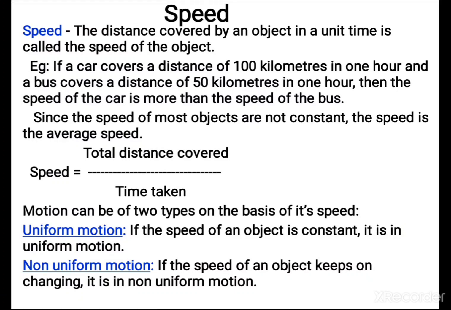Motion can be of two types on the basis of its speed. Uniform motion. If the speed of an object is constant, it is in uniform motion. Non-uniform motion. If the speed of an object keeps on changing, it is said to be in non-uniform motion.